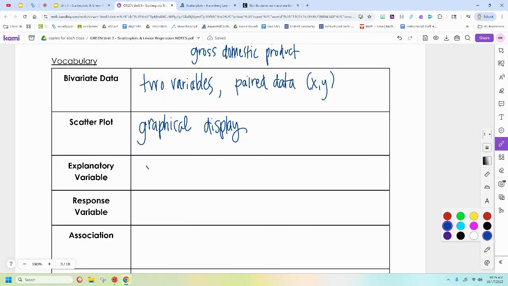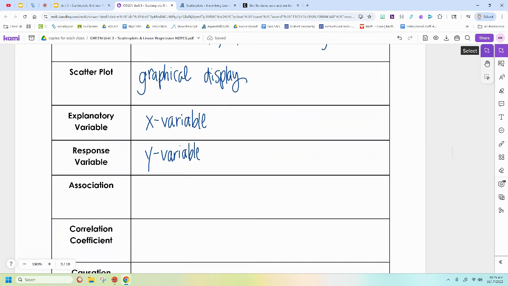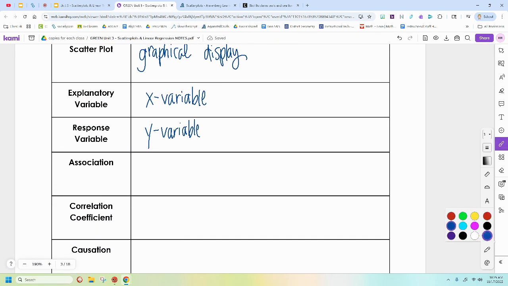All right. We said our explanatory variable is the x variable. And then our response is the y variable. Notice that it's still in alphabetical order. E-R, right? Anything to help us remember. An association. So that's one of the reasons why we do scatter plots, is we look to see, is there a relationship or pattern between the variables.